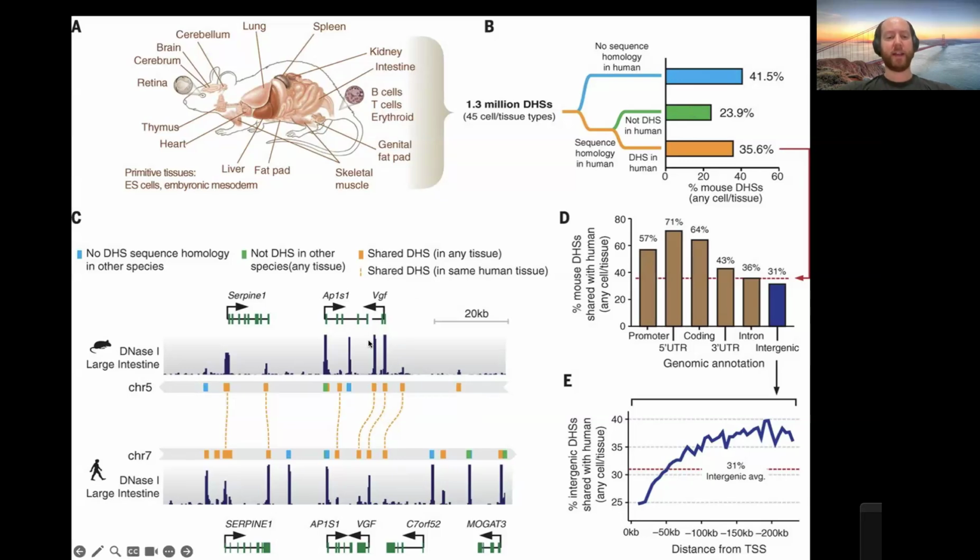As you can see in this diagram in panel C, some of these switches are the same when you compare human and mice. For example, the orange ones are the same, but some of them are completely different. These blue ones are completely different switches, which have arrived there mostly because of the phenomenon of jumping DNA.